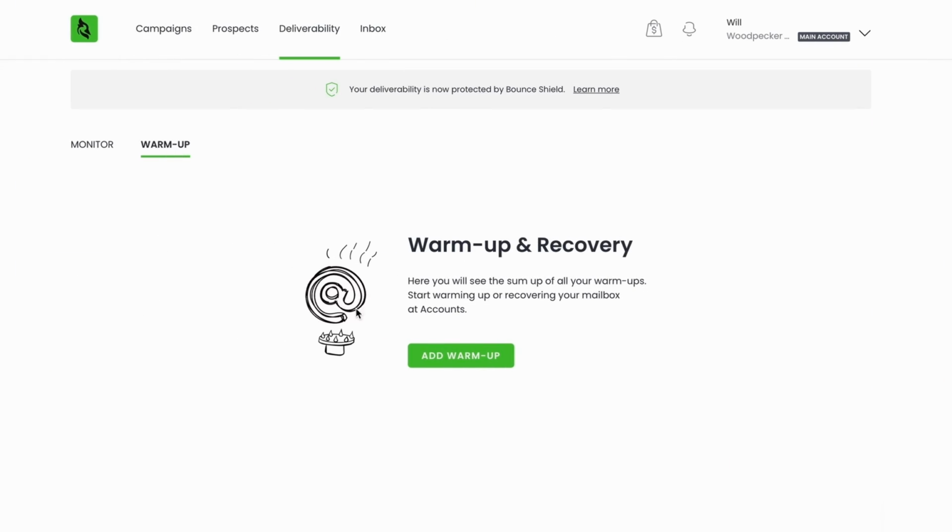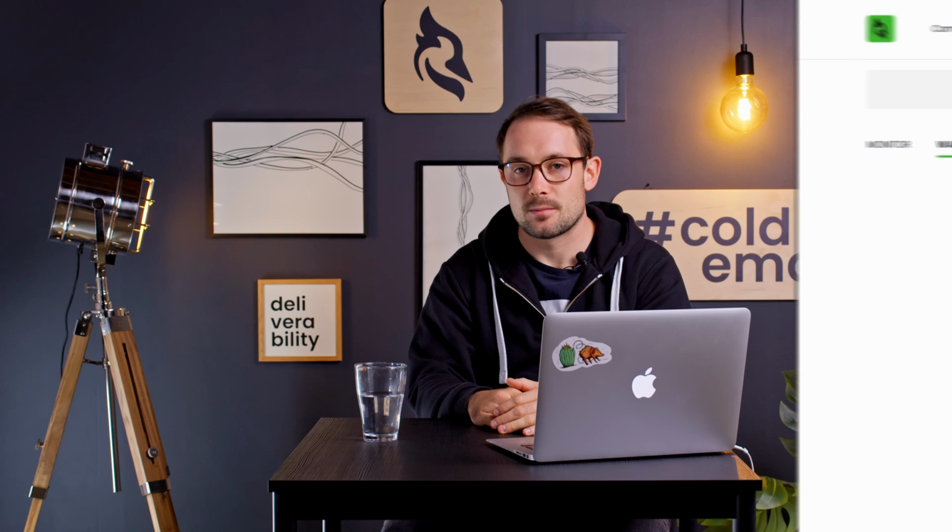Now, before you start sending emails again, you need to rebuild your IP or domain reputation. You have to go through a domain recovery process, either manually or automatically, for example by using Woodpecker warm-up and recovery. Additionally, think about what actions might have resulted in you being blacklisted.